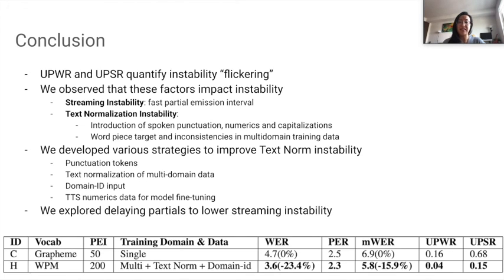In this comparison at the end, we show how our final product looks as compared to our initial baseline model. With a word piece target RNN-T at a partial emission rate of 200 milliseconds, we apply all these aforementioned methods to the training data and training process. We not only get better word error rate, punctuation error rate, mixed case word error rate, but we also lower the instability by a significant level.